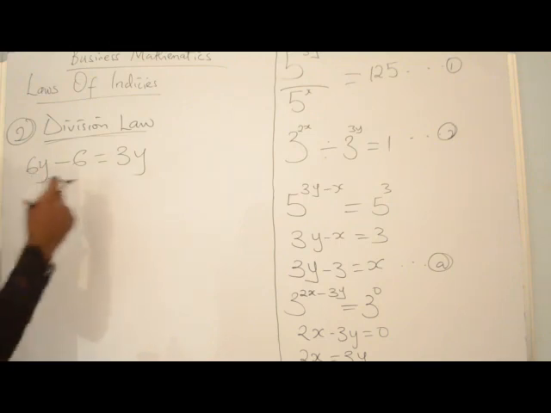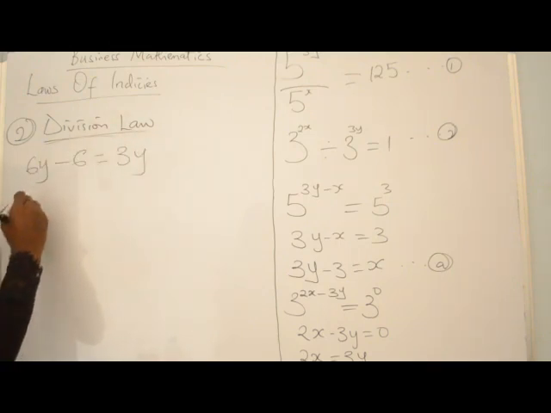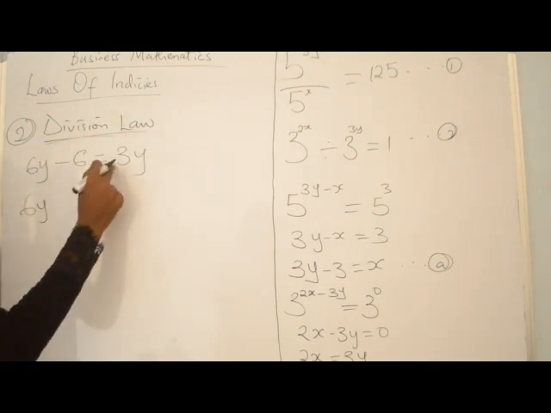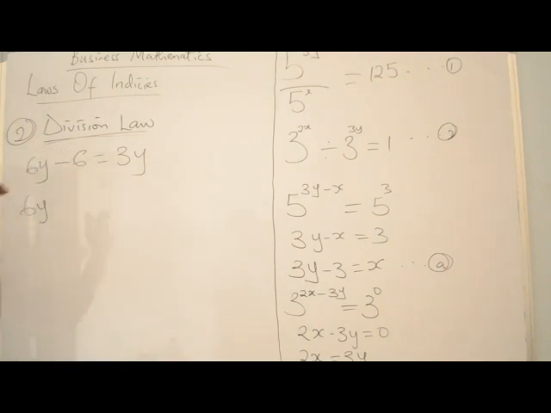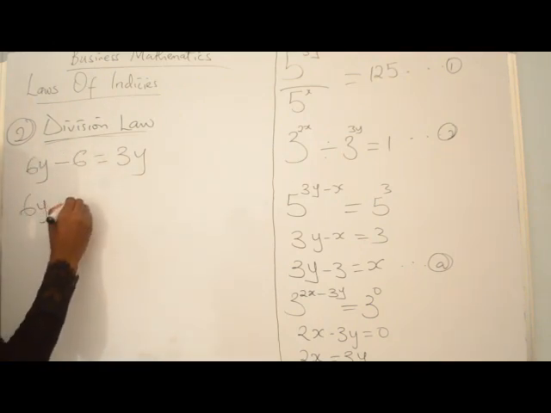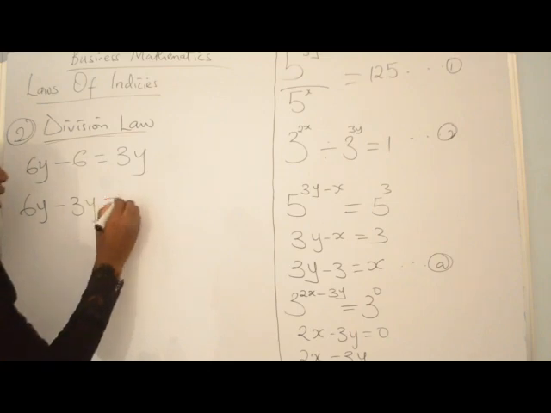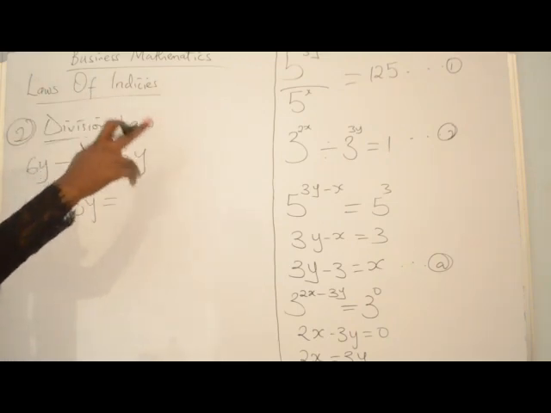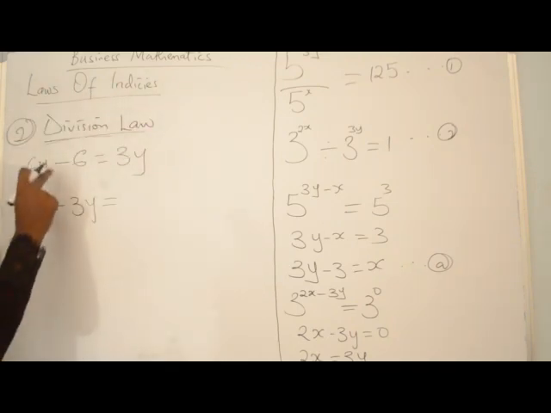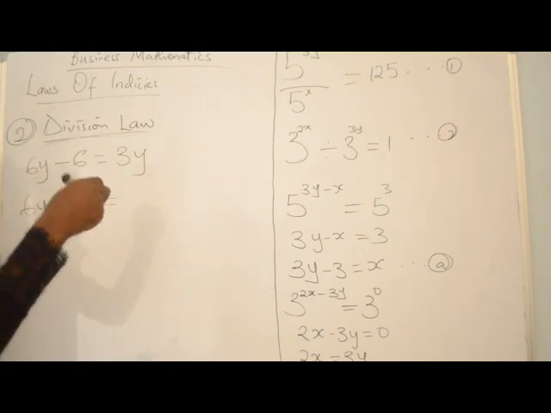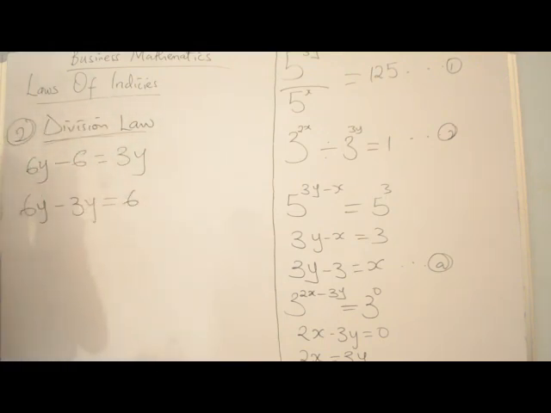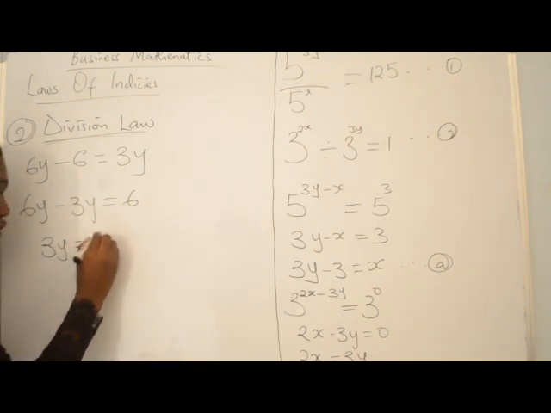We'll collect like terms. We'll bring our y to this side. Since it is positive, if it comes over the equal to, it becomes negative. So we'll be having minus 3y. And our negative 6 goes over the equal sign, it becomes positive 6. Alright, so we're going to work this out. 6y minus 3y gives us 3y is equal to 6.